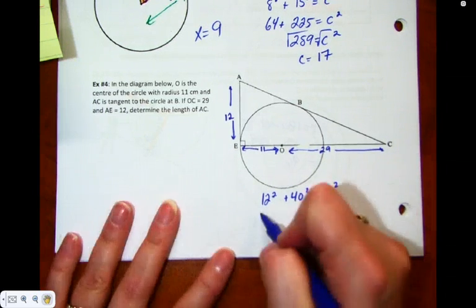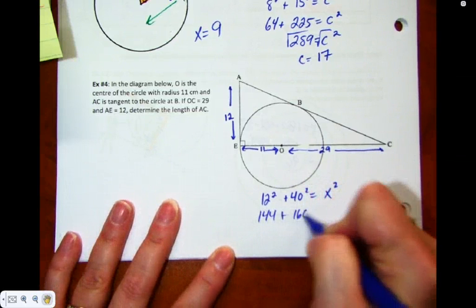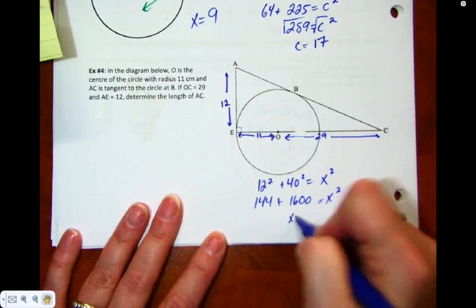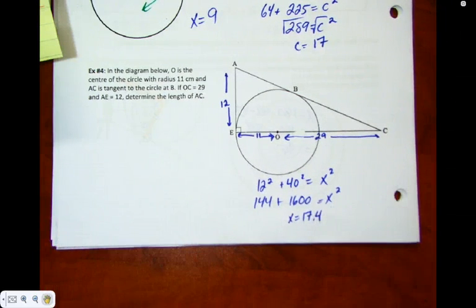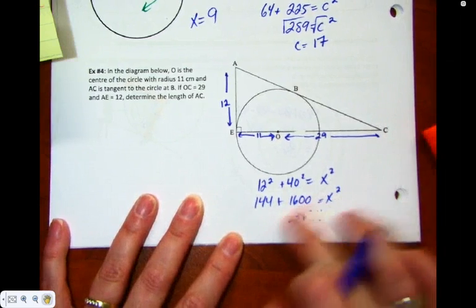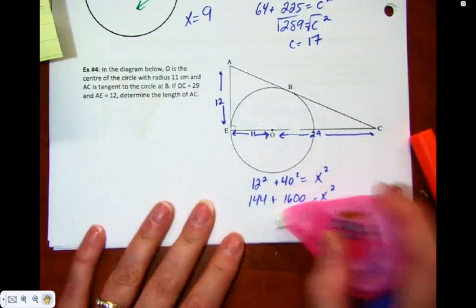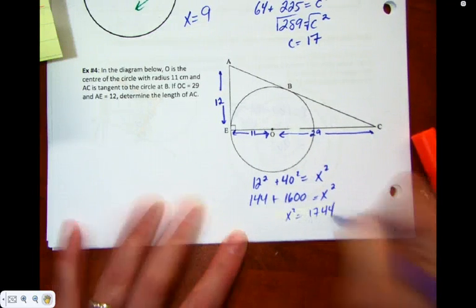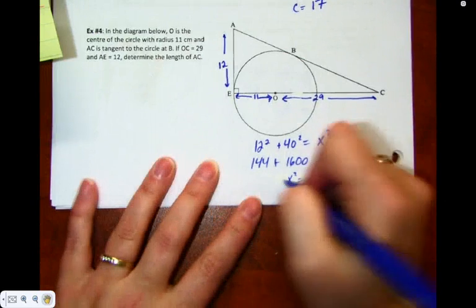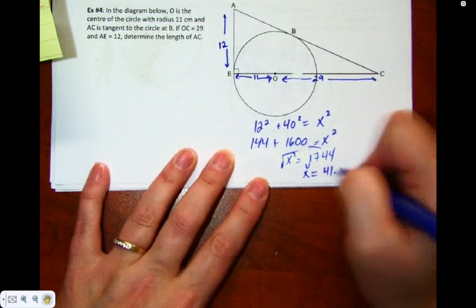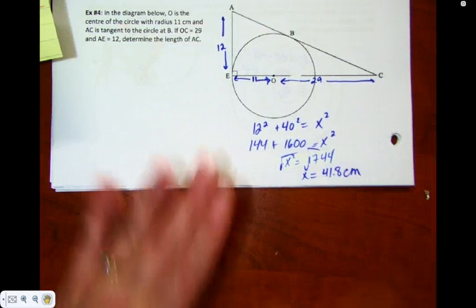So it's 144 plus 1600 equals x squared. 1744. That's x squared. Yeah. 1744. We're good. 41.8 centimeters. Offer of 41.8 centimeters.